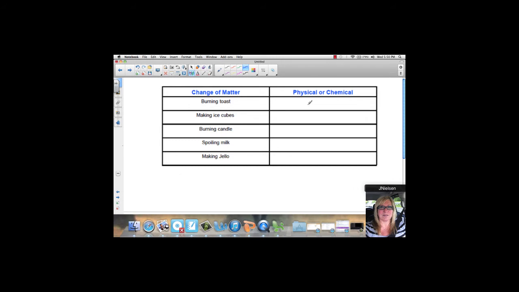So hopefully you've done that. Burning toast, chemical. I can't get back my toast. Making ice cubes, physical. Burning a candle is chemical. Spoiling of milk, definitely chemical, can't get that back. And making jello. Jello is physical. It goes from a liquid state to a solid state. So hopefully you scored a 5 out of 5 on those.